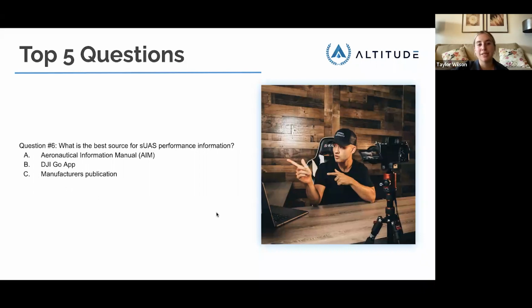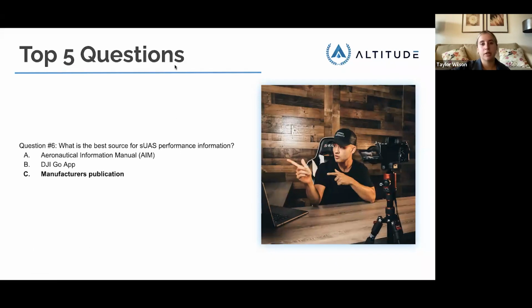What is the best source for a small UAS performance limitation? Either A, the AIM, Aeronautical Information Manual, B, DJI Go app, or C, the manufacturer's publication. Awesome. Yep, our answer here is C.